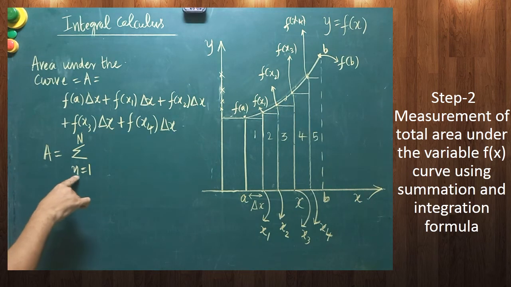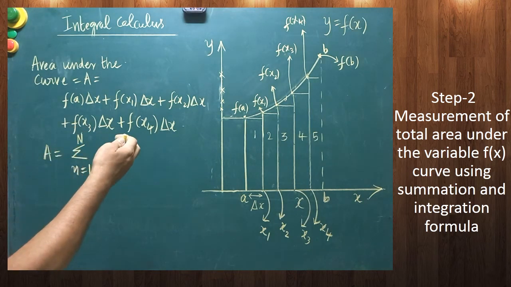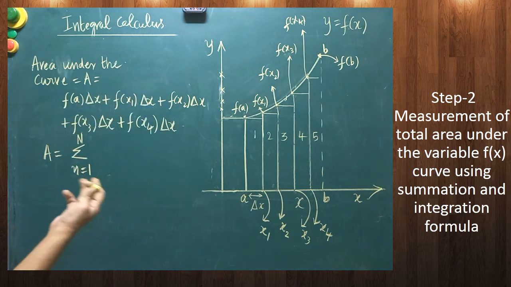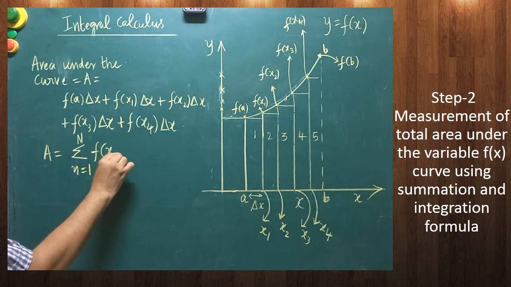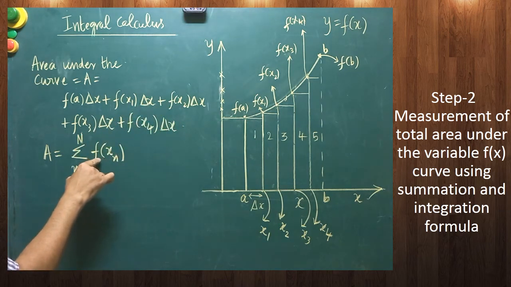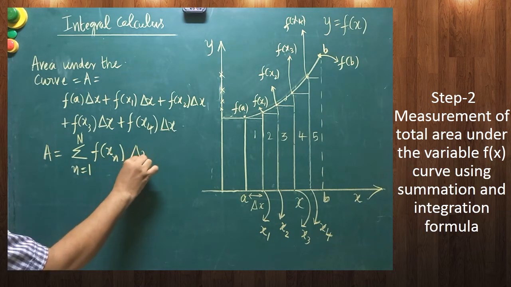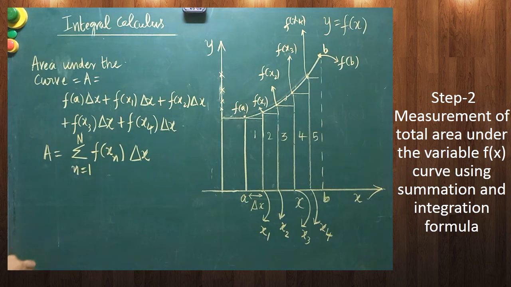In our case n is equal to 1 and capital N is equal to 5. But you can choose any number of strips. If you take any number of strips, automatically the accuracy will be more. Here, what is the general form? F of x n. Look at that, 1, 2, 3, it goes on like that. That's why I have written a common form, f of x n del x. So this is the general form of the above equation. Now everything is summated.